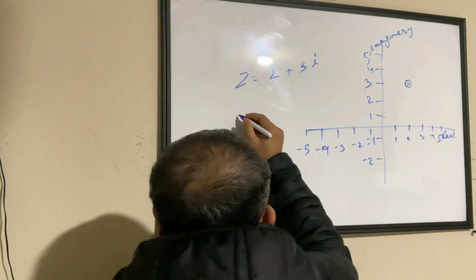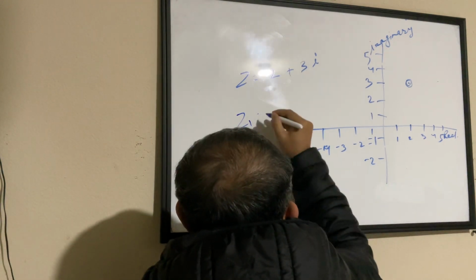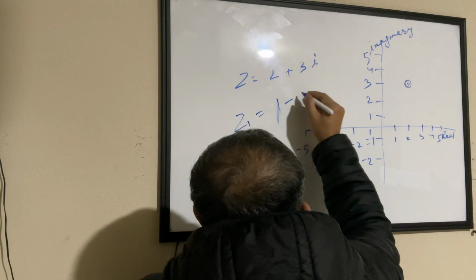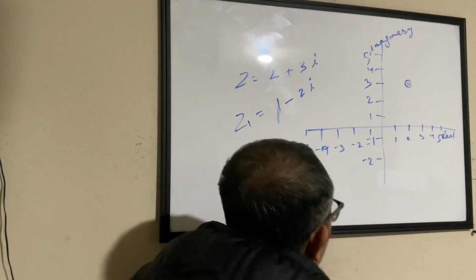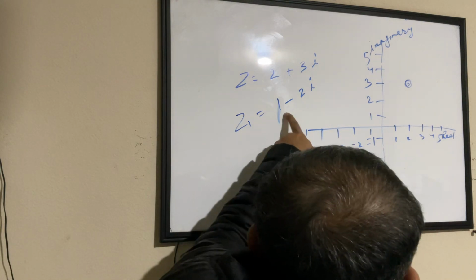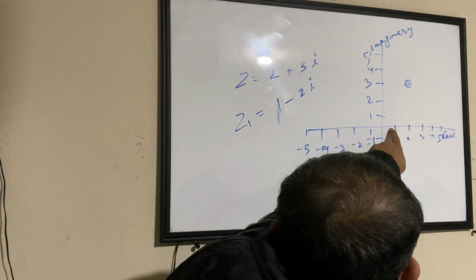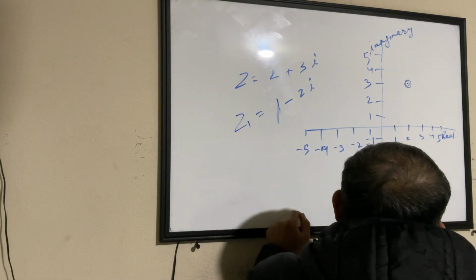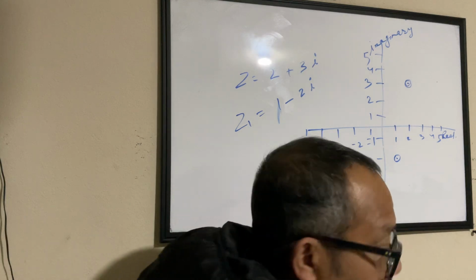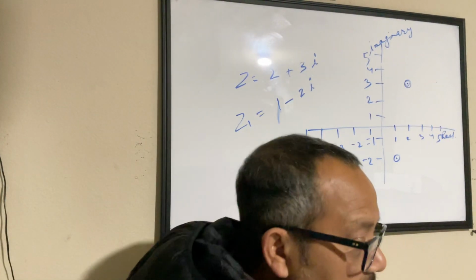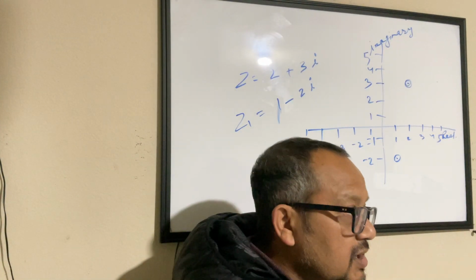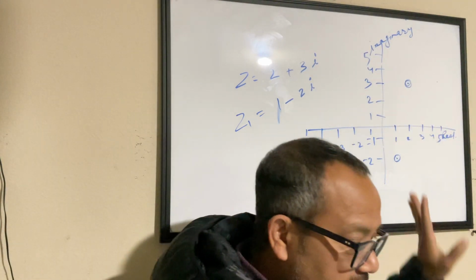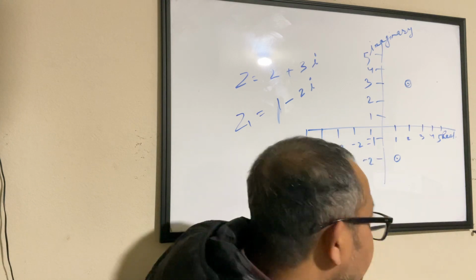So tomorrow if I have to, let's say, plot z1 equals 1 minus 2i. It will be 1 on the real axis, and minus 2i, so this is plus and this is negative. So 1 and minus 2i. This will be my second point. So this is how you plot a complex number on a complex plane. We don't call it coordinate plane, we call it complex plane. This part is fine, right, Dev?